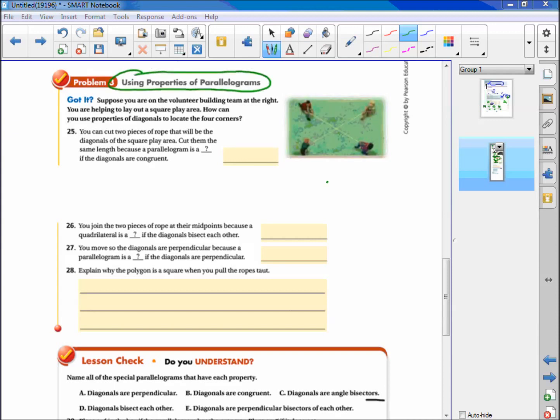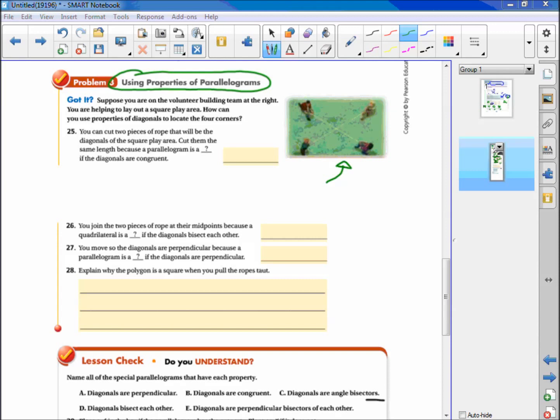So suppose you are on the volunteer building team at the right. You're one of these 4 people, and you're trying to make a square play area. How can you use the properties of diagonals to help locate the 4 corners? Notice all these people are stretching out some ropes here, and we want to use our ropes to help us find the 4 corners.